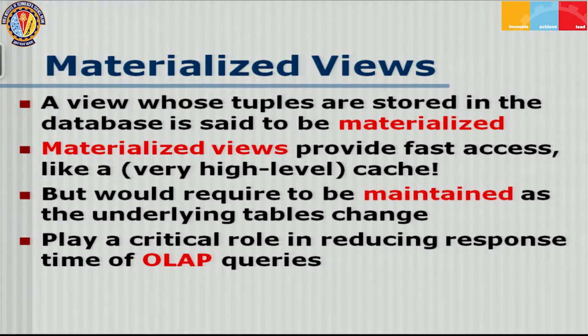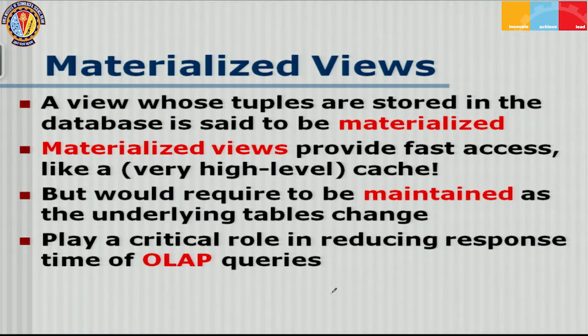So a view whose tuples are stored in the database is said to be materialized, right? And materialized views provide fast access, like a very high level cache, because here you don't have to carry out any computations. I know that R join S join T is already there with me. I just have to pick it up and give it to the user, right? So it acts like a very high level cache, but it requires to be maintained as the underlying tables change.